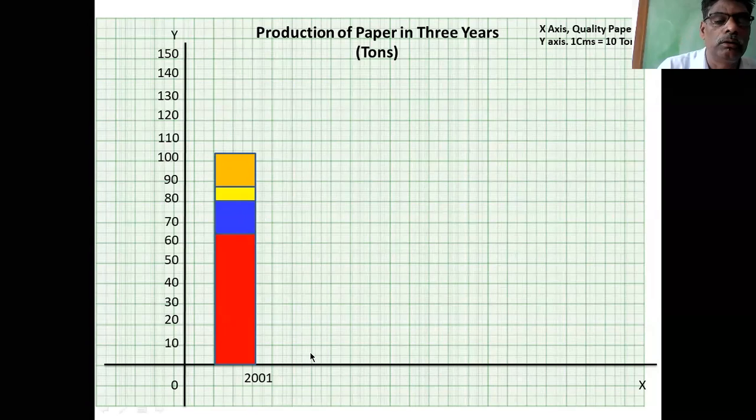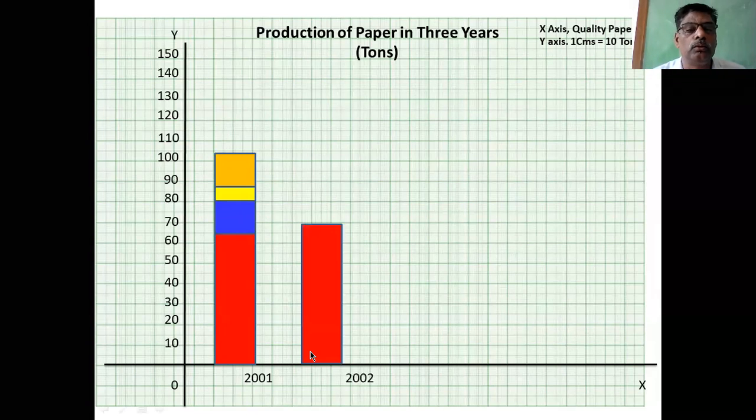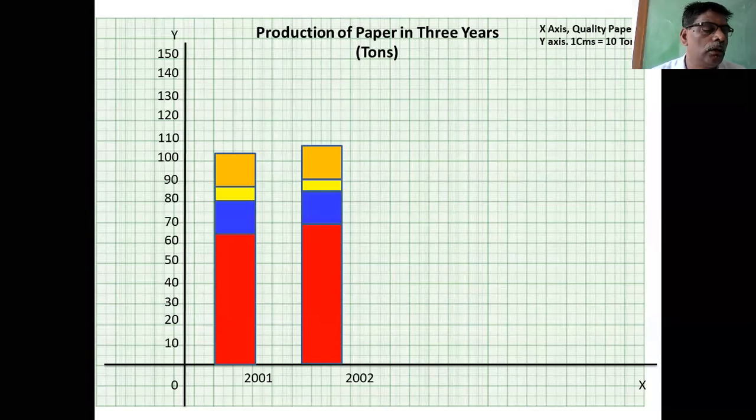This is 2001. Then for the 2002 year, 70 is the first component. And next bar is up to 85. Up to 85, you mark and calculate. And next is 90. And last is 109, up to 109. Okay, like this you take.